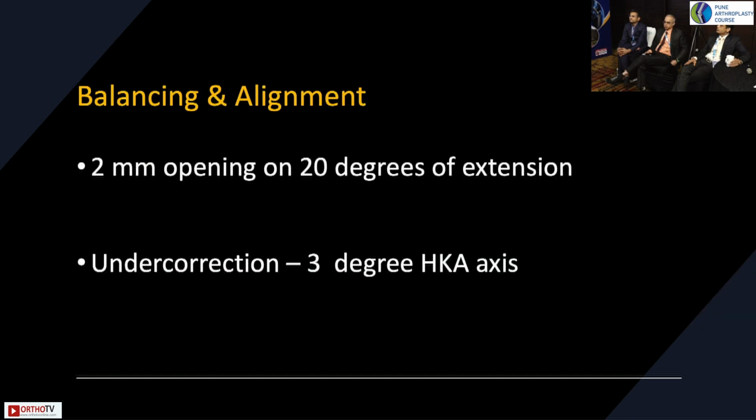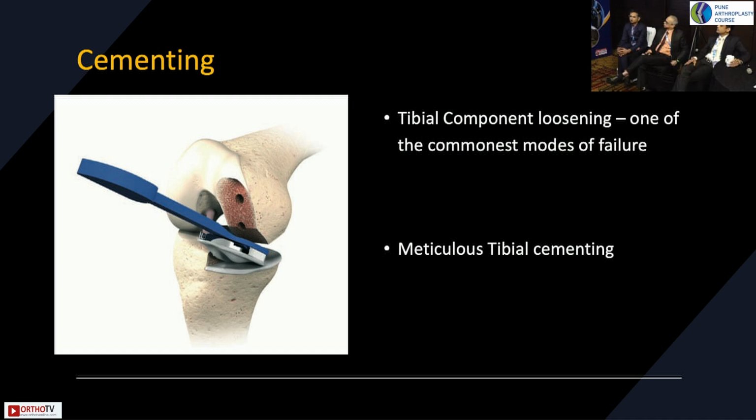And this is again a very important part of the UKR: your cementing of the tibia. One of the most common modes of failure is loosening at the tibial side. We do not have uncemented implants, so we are still looking at cementation.